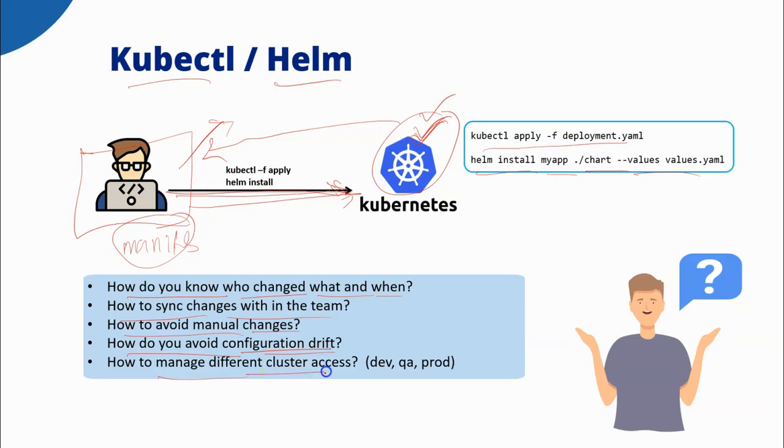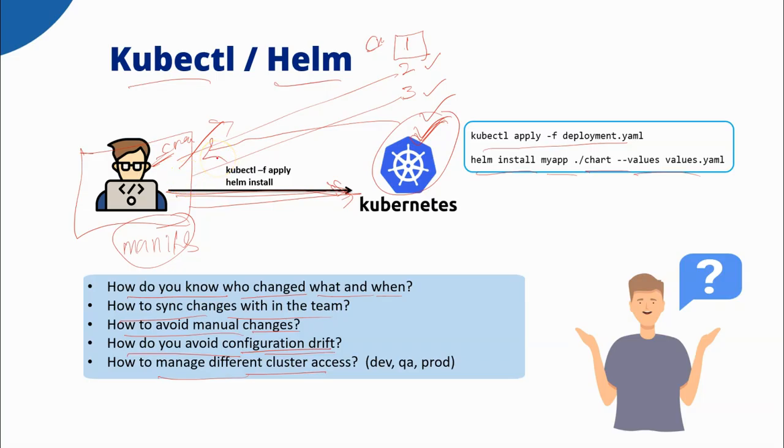Then how do you manage different cluster access? This is a bit advanced, but let me explain it. Let's assume that you have three clusters, one, two, three. You want to apply changes on cluster one. So obviously you should have the credentials of the cluster here on your local system. You have the credentials of cluster one. Similarly, you are also managing cluster two and cluster three as well. So in this case, you even need to update the credentials of two, credentials of three.